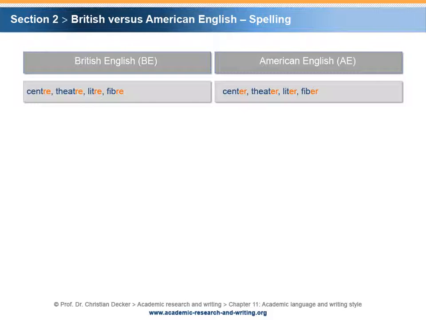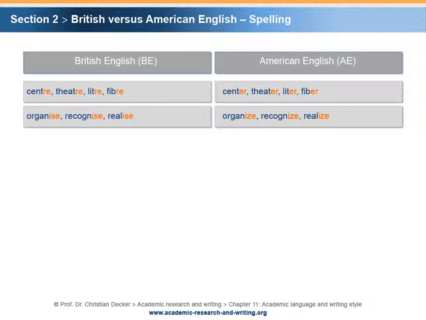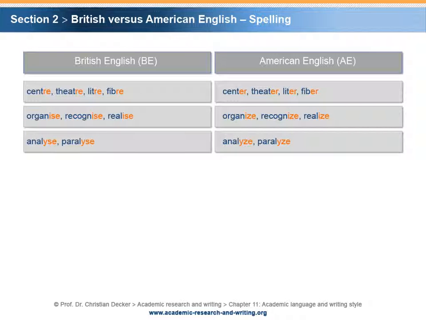The ending RE in British English is spelled ER in American English, as in center, theater, liter, fiber. The ending ISE in British English is spelled IZE in American English, as in organize, recognize, realize. British verbs ending in YSE always end in YZE in American English, as in analyze, paralyze, etc.